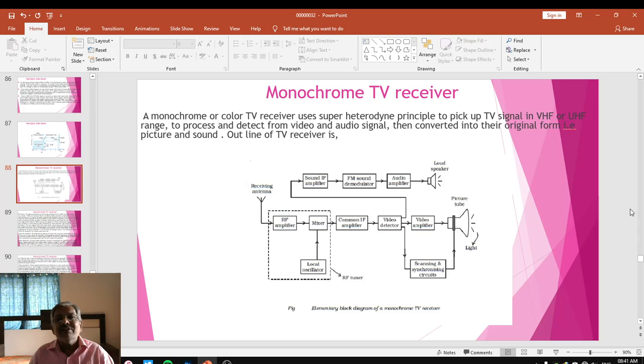We also studied the meaning of vestigial sideband, and how bandwidth is reduced by using the vestigial sideband technique.